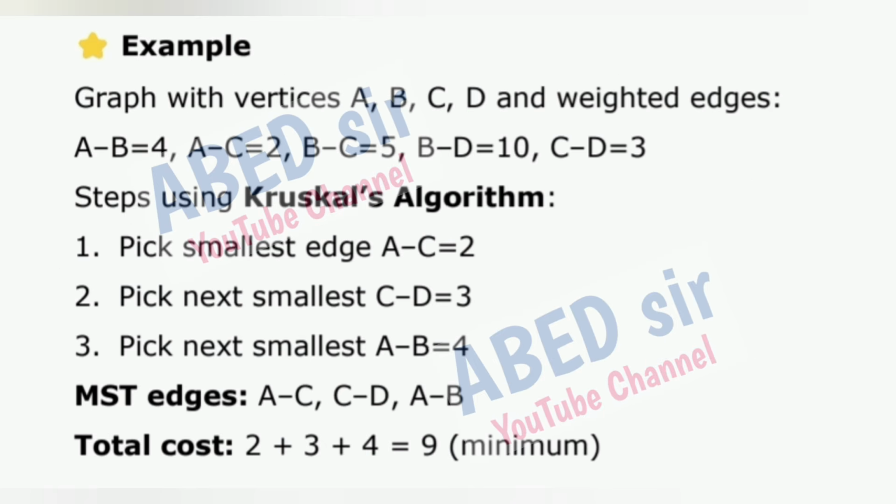Example: graph with vertices A, B, C, D and weighted edges. A, B is equal to 4, A, C is equal to 2, B, C is equal to 5, B, D is equal to 10, C, D is equal to 3. Steps using Kruskal's algorithm. 1. Pick smallest edge A, C is equal to 2. 2. Pick next smallest C, D is equal to 3. 3. Pick next smallest A, B is equal to 4. MST edges: A, C, C, D, A, B. Total cost 2 plus 3 plus 4 equals 9, the minimum.